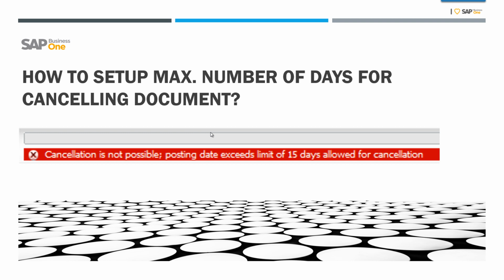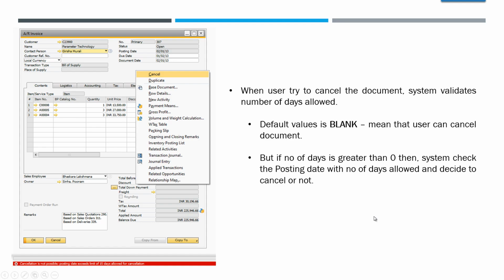Hello everyone. In today's session we are going to see how to set up the maximum number of days for cancelling a document. In SAP Business One, a user can cancel a document using right click and Cancel.